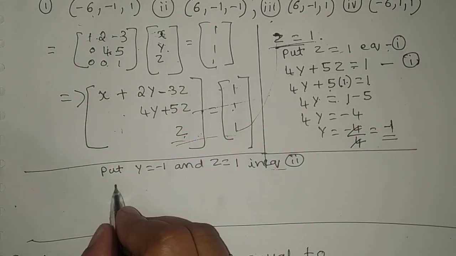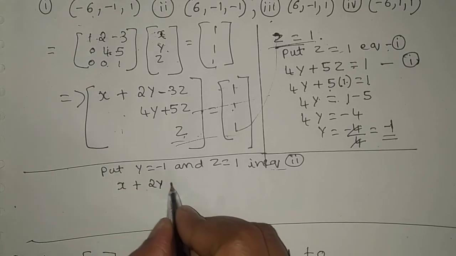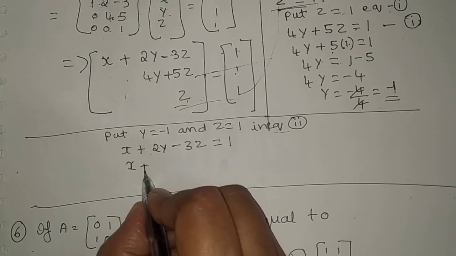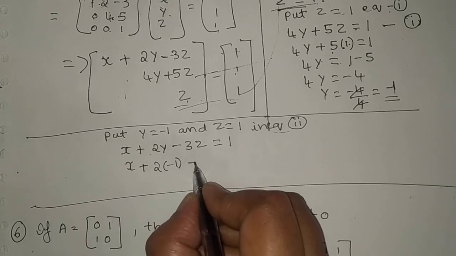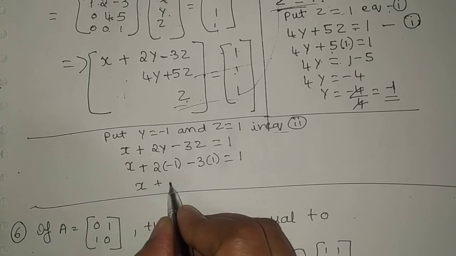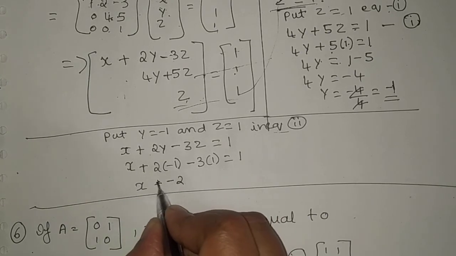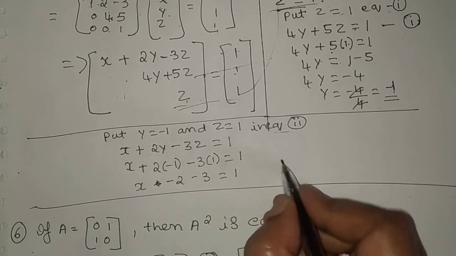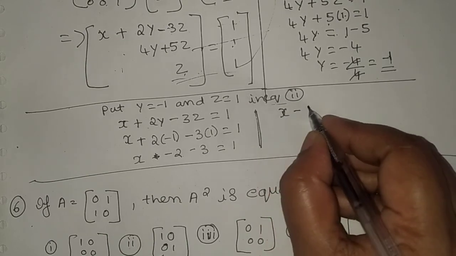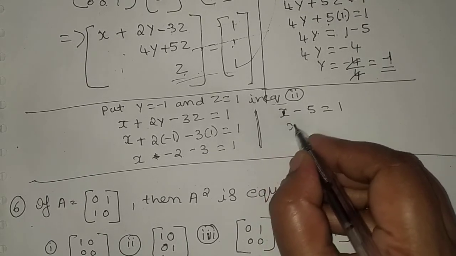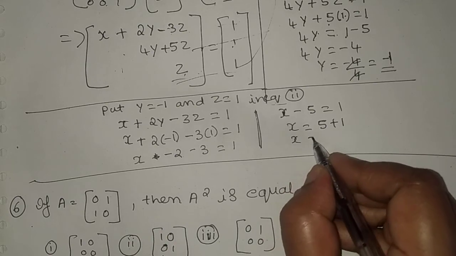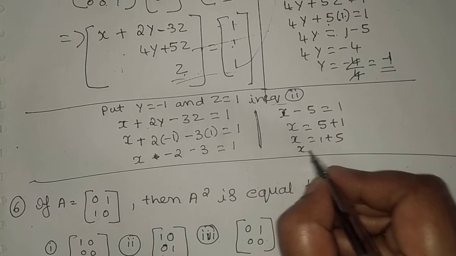See here, we'll take this equation, that is x plus 2y minus 3z is equal to 1. Now we'll substitute: x plus 2 into minus 1 minus 3 into 1 is equal to 1. Then x plus minus 2, so minus 2 we are getting, minus 3 is equal to 1. So x minus 5 is equal to 1. Therefore, x is equal to 5 plus 1, or you can write 1 plus 5. So x is equal to 6.